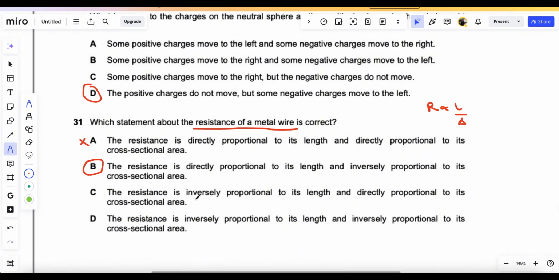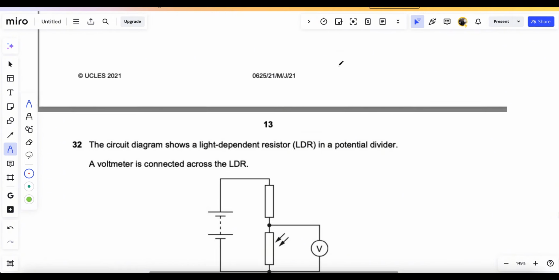The resistance is inversely proportional to length? No. These and these are outrightly wrong. Resistance is directly proportional to length and inversely proportional to cross-sectional area. So we'll move to question 32.